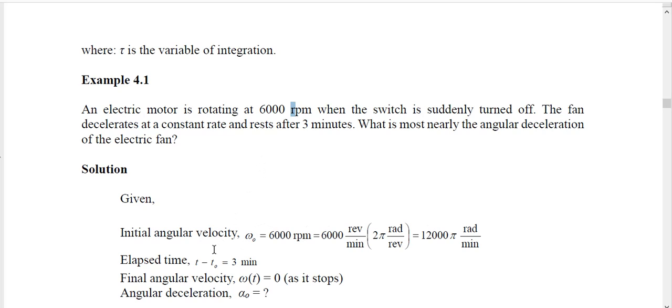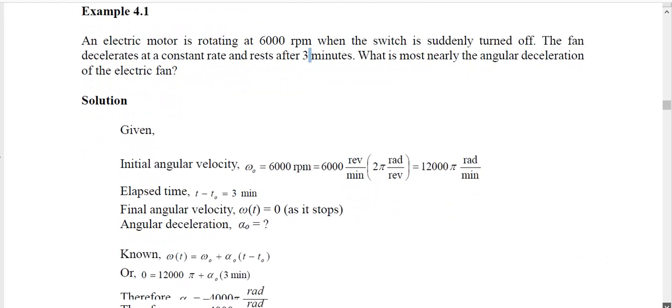Then what is my final? Final is 0 because it is stopping. What is my time? Time is 3 minutes. It is given 3 minutes. If you convert your angular velocity in second, you have to convert the time in second.